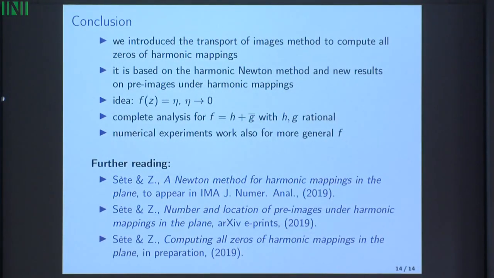Okay, there I showed you the transport of images method to compute all zeros of a harmonic mapping. This is based on this harmonic Newton iteration. So computation, also analysis, and some insights about pre-images under harmonic mappings. The idea is very simple. We solve f of z equal to eta, and then let eta go to 0. So we have a complete analysis if H and G are rational, and our experiments suggest that it's also working for more general harmonic mappings.